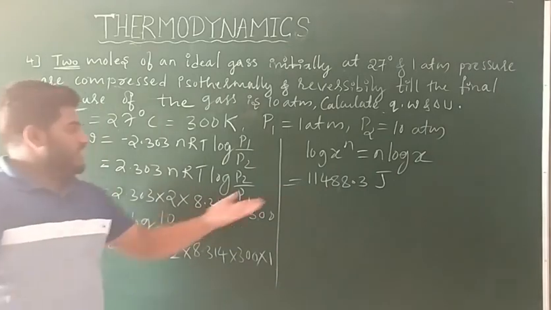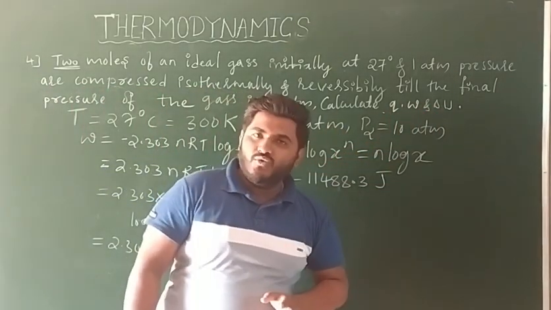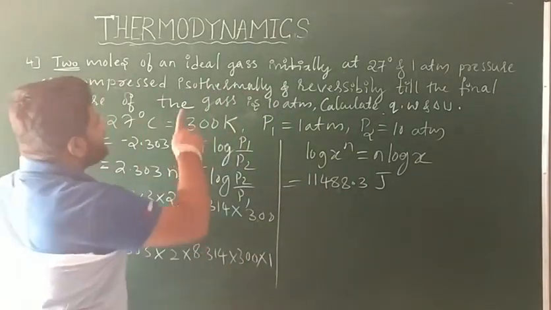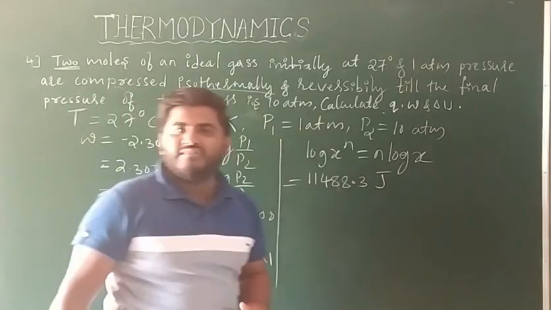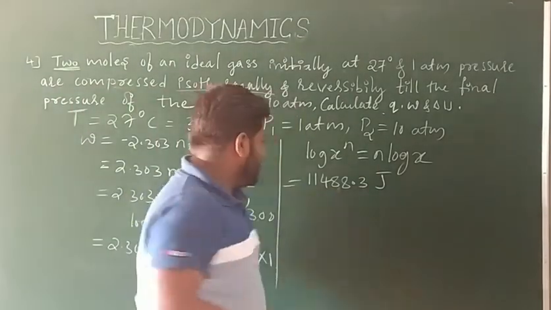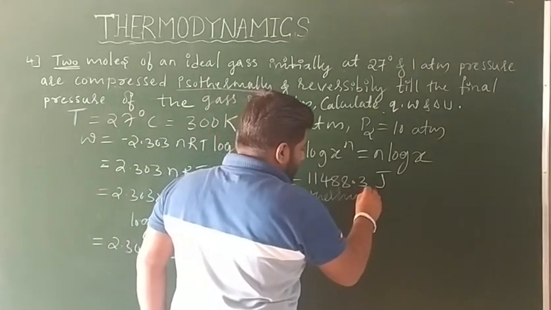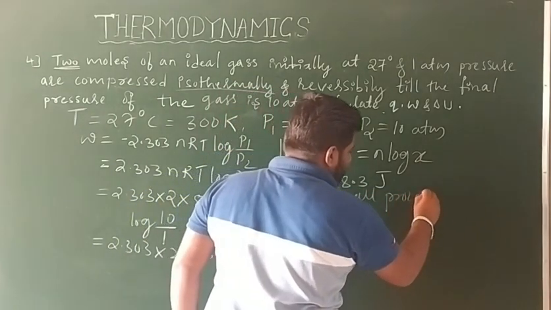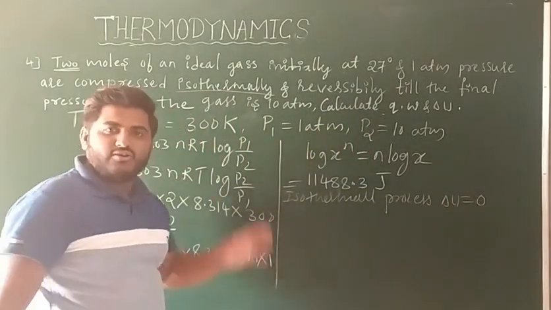Now we want Q and del U. You know, guys, see here, the process is isothermal. For an isothermal process, what is del U? Del U is equal to 0. Del U is equal to 0.